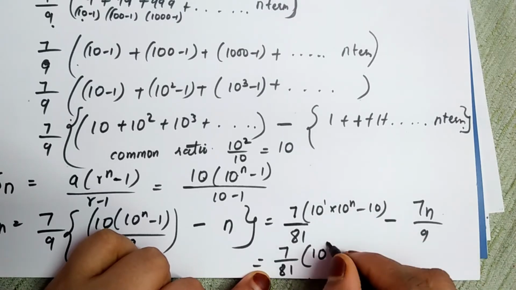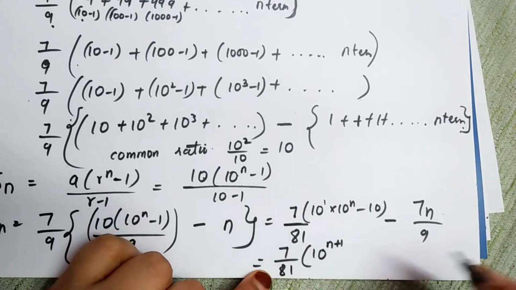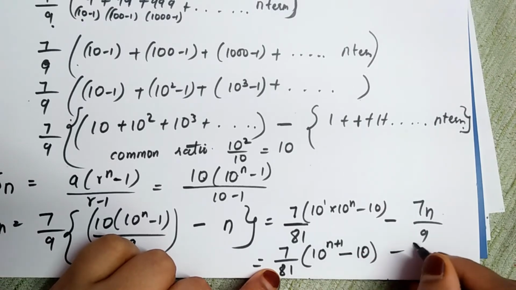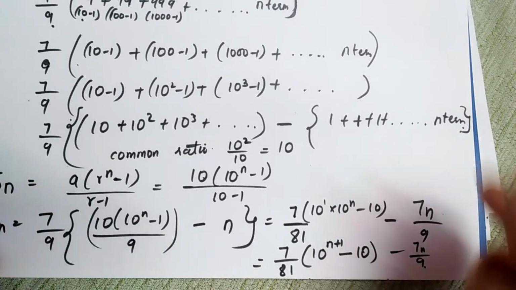10 to the power n plus 1. 1 plus n or n plus 1, either way it's same. Minus 10 minus 7n divided by 9. So we get the same answer, right?